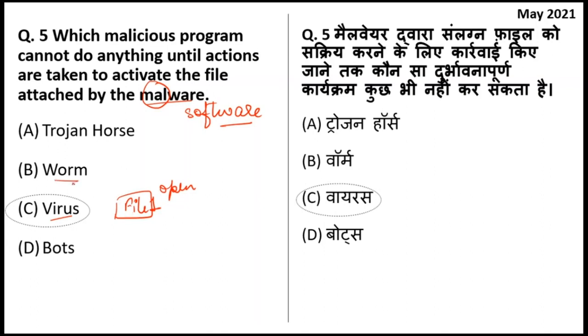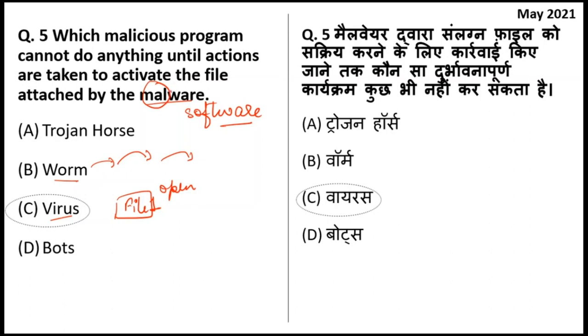While worms, on the other hand, are also a kind of malware, but these do not require human intervention. Without human intervention also, they are able to transfer from one computer to the other. Viruses require you to take some action, or you need to open the file, only then it will get infected.